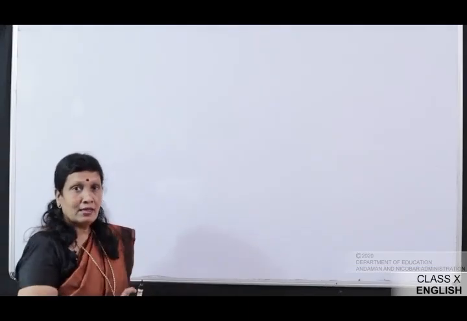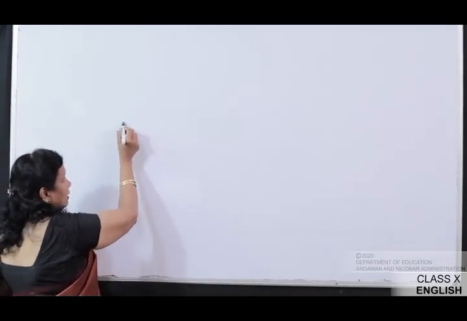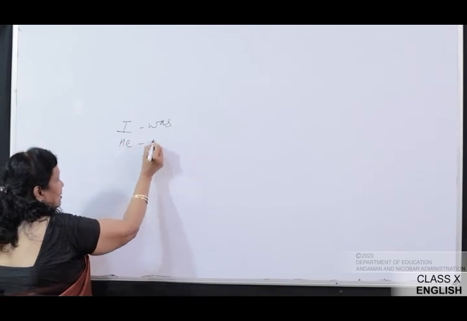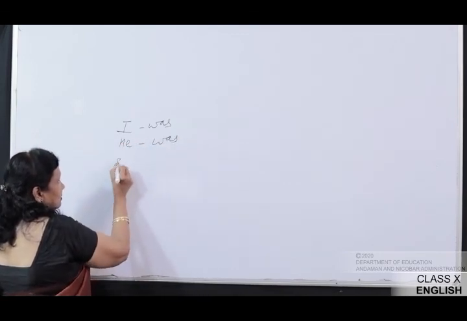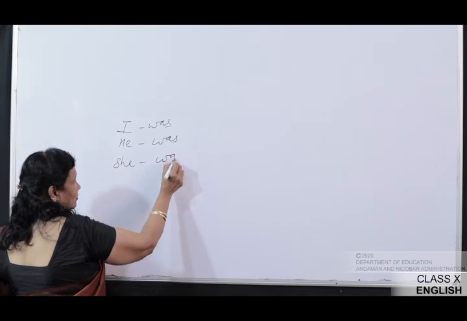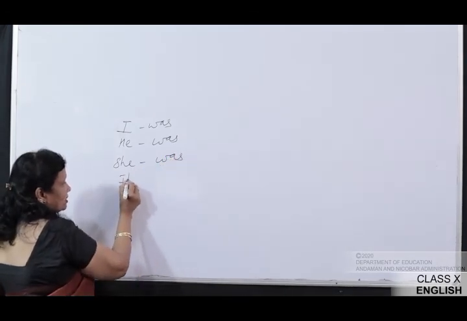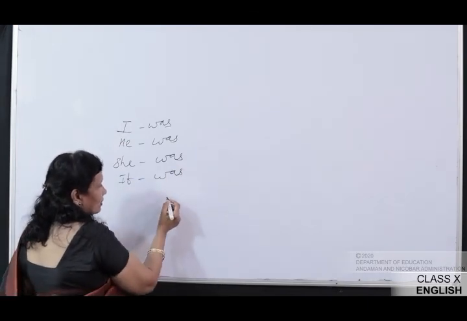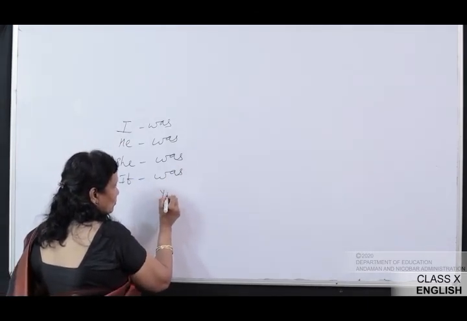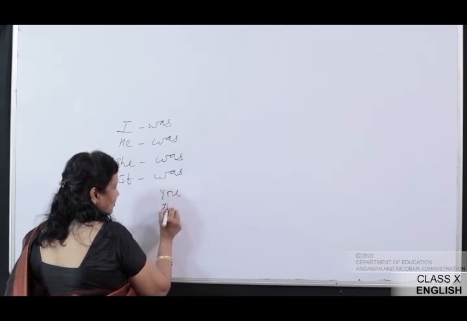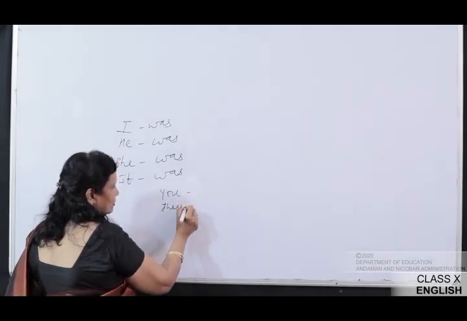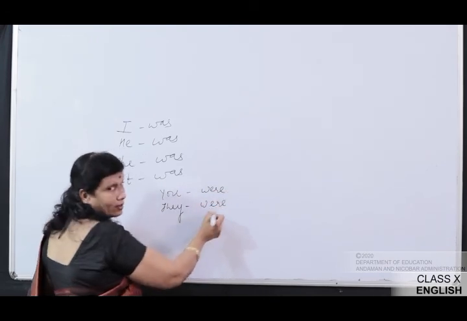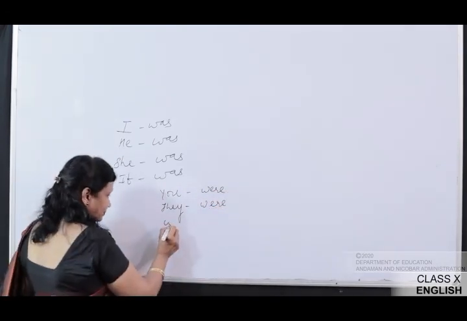Now children, please look at the board. I was. He was. She was. It was. Now you, they, you were, we, the plural.